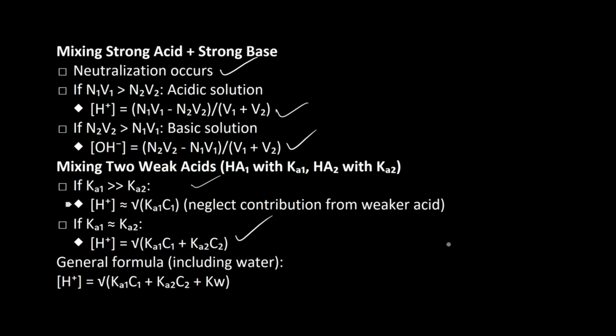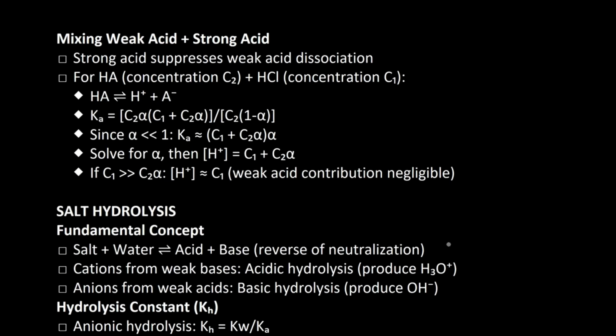Then mixing of two weak acids, again the formula is given: the square root of Ka1 C1 plus Ka2 C2 plus Kw. Another one is mixing of weak acid plus strong acid. Strong acid suppresses the weak acid dissociation, so the common ion effect will happen, so the formula will change like this.